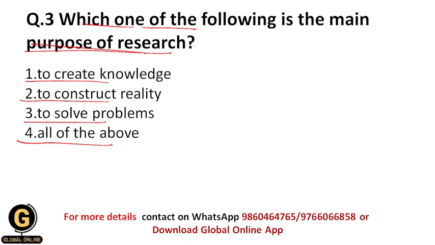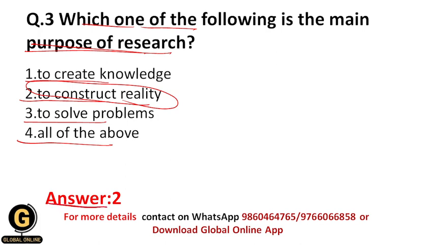Basically it facilitates creation of knowledge as it involves investigation and experimentation. It helps to construct reality by testing hypotheses and generalizing findings. So basically the main purpose of research is to construct reality, because it includes investigation and experimentation, and research describes different concepts and explains different concepts. Research predicts a situation, or it predicts a solution. That's why the correct answer for this is the second.